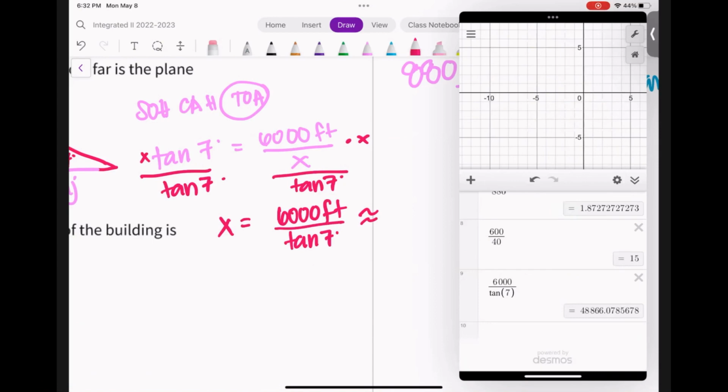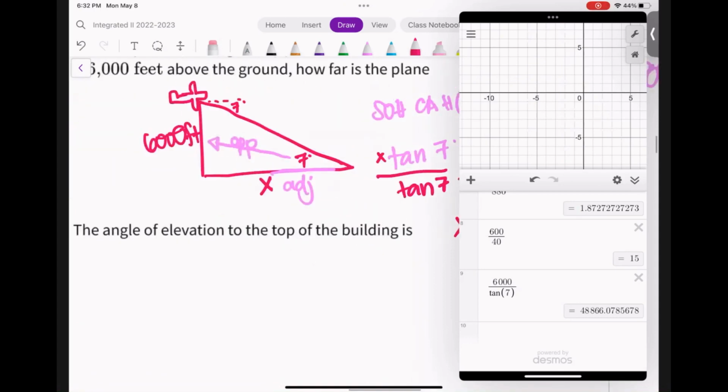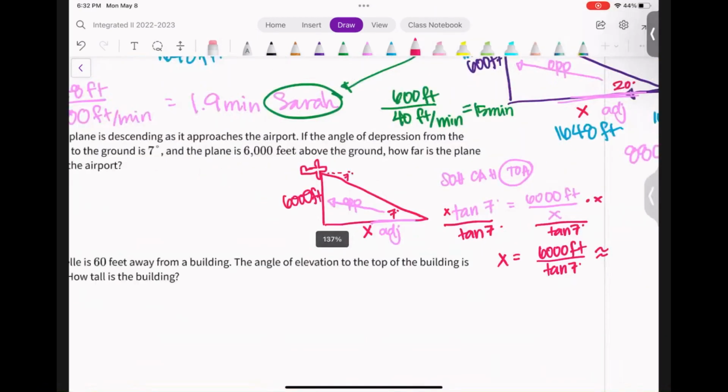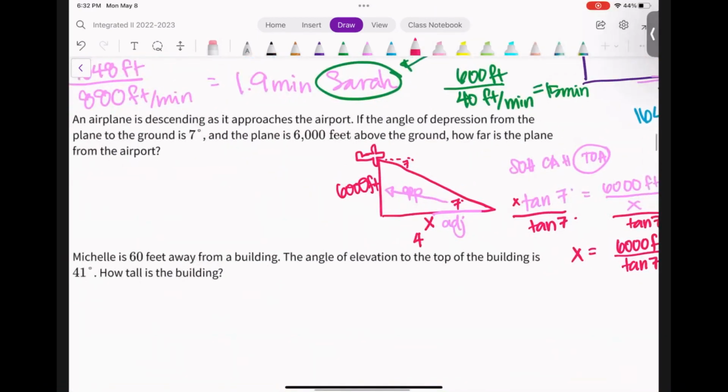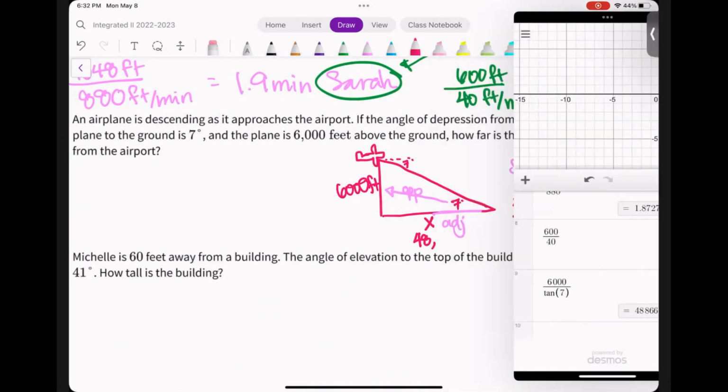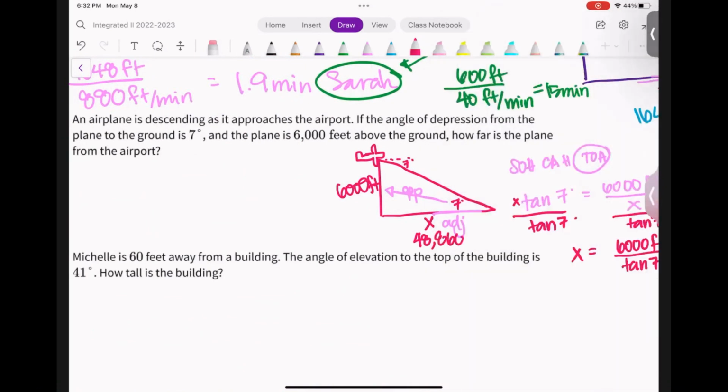So I got 48,866 feet. 48,866 feet. And that seems doable, right?